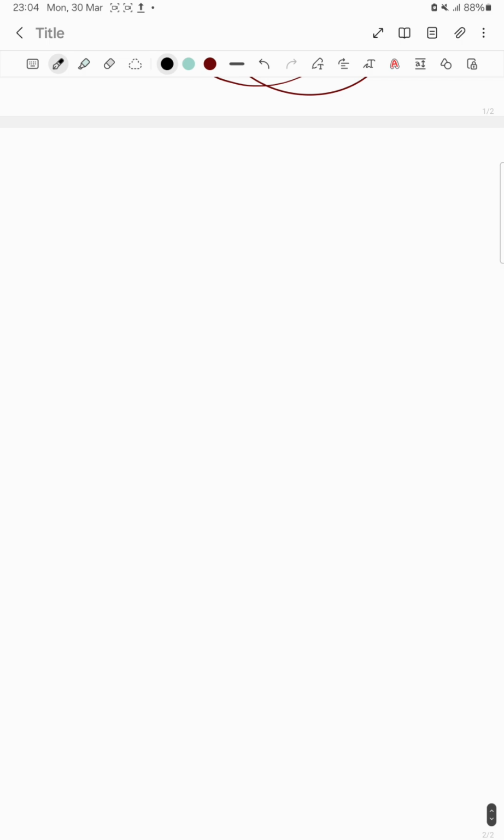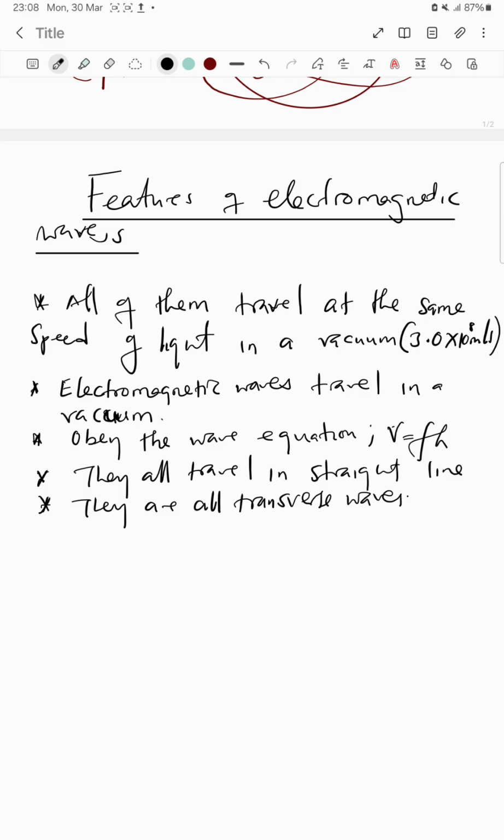Then from there now we're going to look at the features of the electromagnetic waves. So all of them travel at the same speed of light in a vacuum. In short, all of them have the same speed, which is 3.0 times 10 to the power 8 meters per second. Electromagnetic waves travel in a vacuum. They obey the wave equation, v is equal to f times the wavelength. They all travel in a straight line. They are all transverse waves.